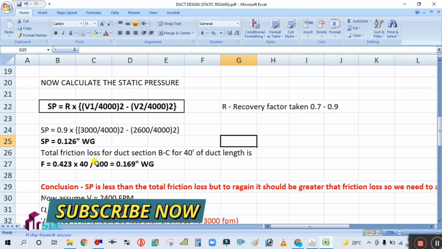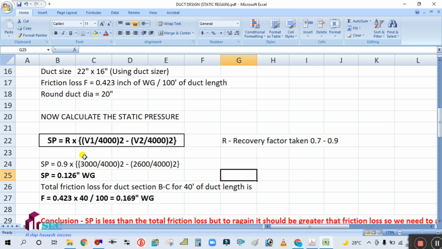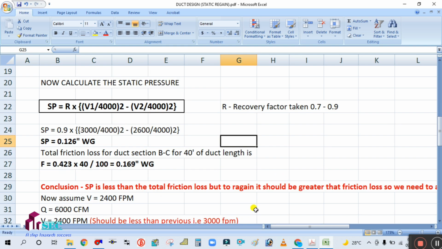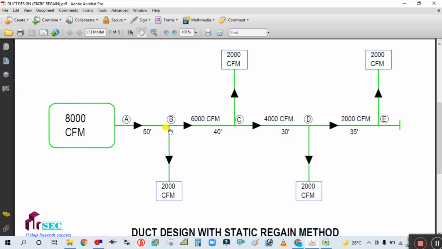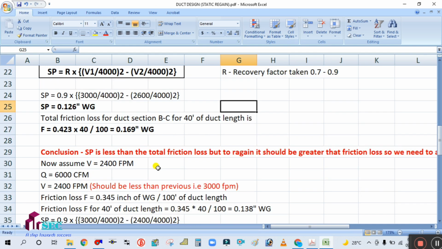So the total friction loss for duct section B to C, for 40 feet of duct length: for 100 feet, this is the friction loss, 0.423. For 40 feet, because the B to C duct length is 40 feet, it is 0.423 times 40 divided by 100. So you will get 0.169 inches of water gauge.